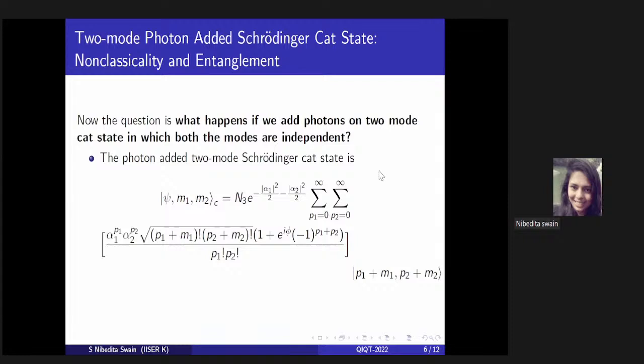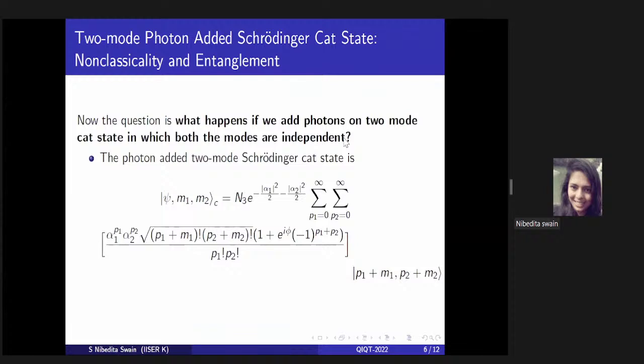Then we asked the question: what happens if we add a photon on a two-mode cascade if both modes are independent? The cascade is the superposition of coherent states, and here we added photons, meaning we applied the creation operator on the first mode and the second mode independently. After some calculation, we get the photon-added two-mode cascade.